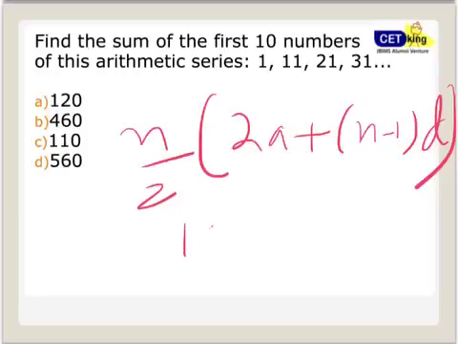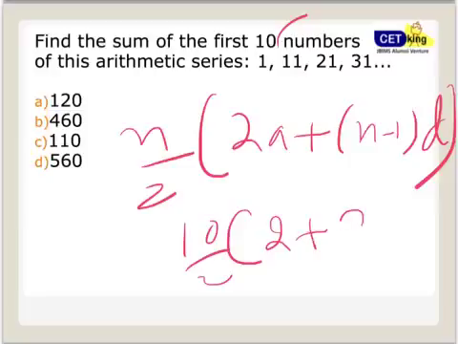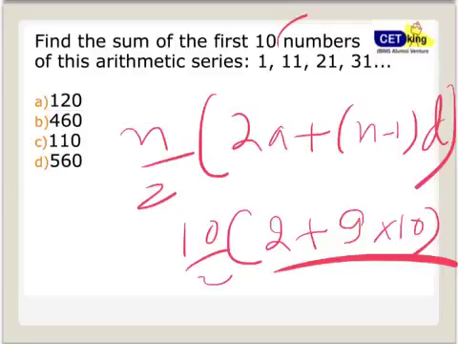But 10 terms, no problem. 10 by 2, 2A, which is 2, 9 into D. 10, 90 plus 2, 92 into 5, 4, 60.